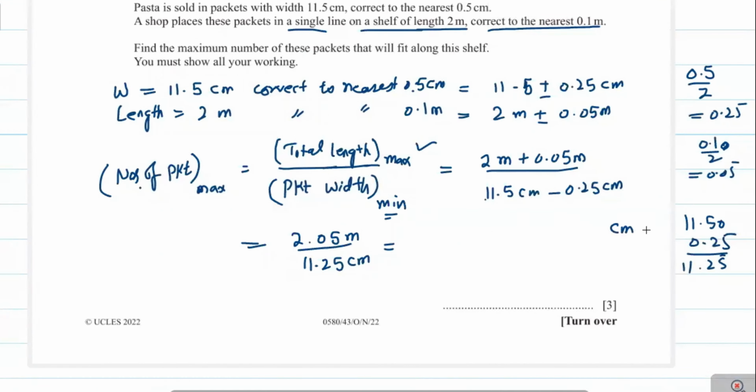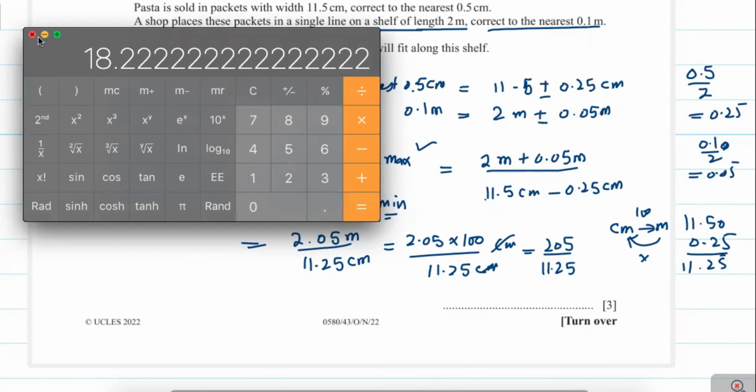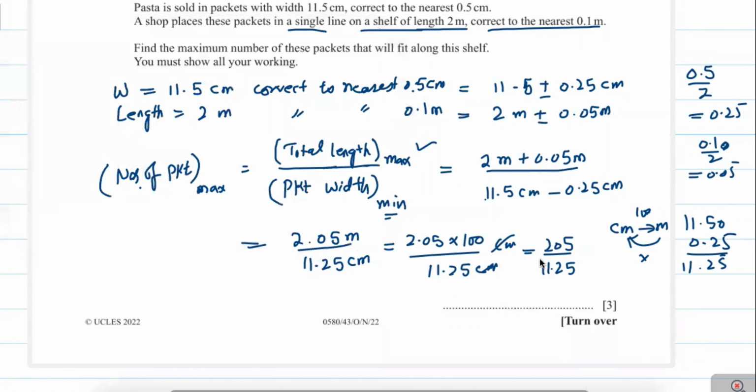Now we convert the meters into centimeters to make the same units. When we convert meters to centimeters, we multiply by 100. Therefore 2.05 multiplied by 100, over 11.25 centimeters, the centimeters will cancel. Now we get 205 divided by 11.25. The answer is 18.2 packets. For the number of packets we take the whole number. Therefore, the packets will be 18 packets.